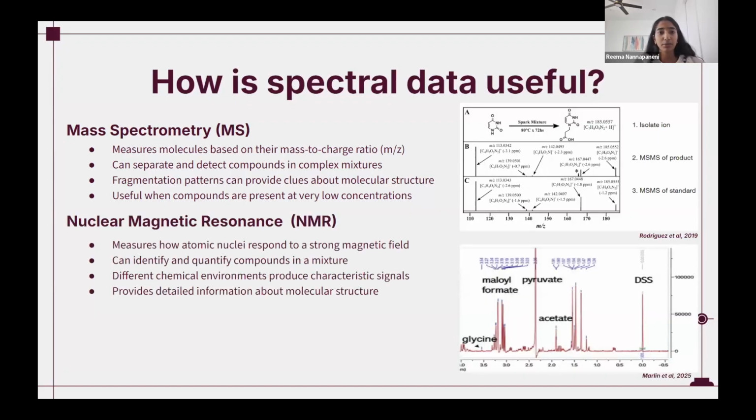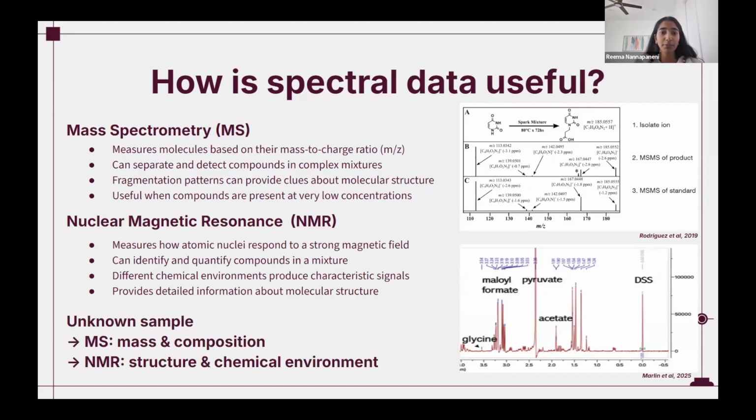NMR approaches this problem from a different direction. It uses a strong magnetic field to measure how atomic nuclei respond. Because the atoms behave differently depending on their chemical environment, the resulting signals can tell us a lot about the compound structure and its chemical environment. So together, these techniques give us complementary information. And by collecting these spectra along with the information about how they were generated, the ASD can provide a reference for researchers to use to identify and characterize unknown compounds.